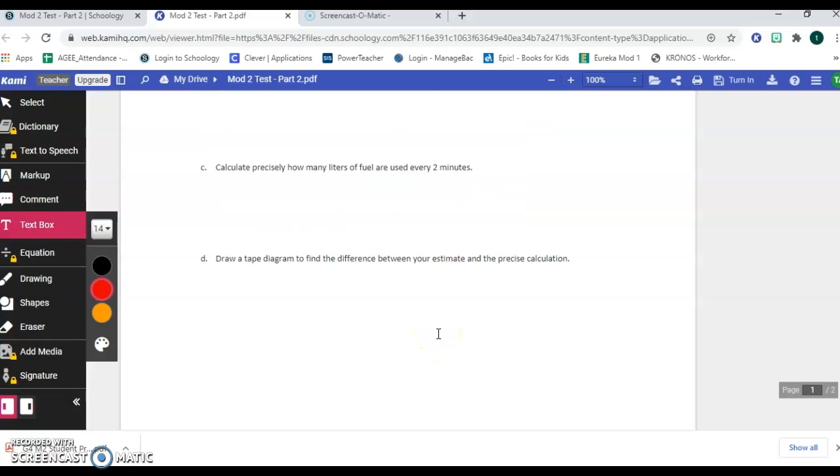And then they ask you to draw a tape diagram to find the difference between your estimate and the precise calculation. So in order to get full credit for this example, you actually have to draw the tape diagram.